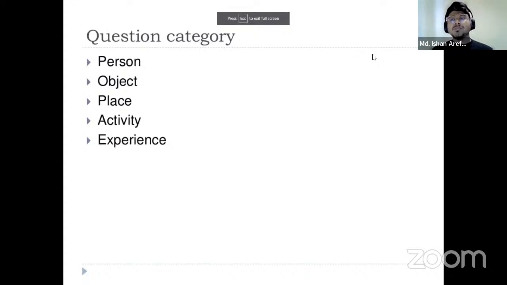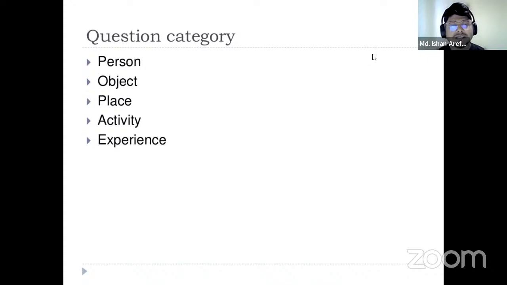So the common questions category for the IELTS speaking test task 2. Person, object, place, activity, experience. These are the most common categories of the IELTS speaking test task 2. Person, like who is your favorite person, or who is your favorite friend from school life, whom do you admire most in life. These are the common topics related to person or object. It can be what is your favorite book. Maybe this is a topic, what is your favorite book, because book is an object.